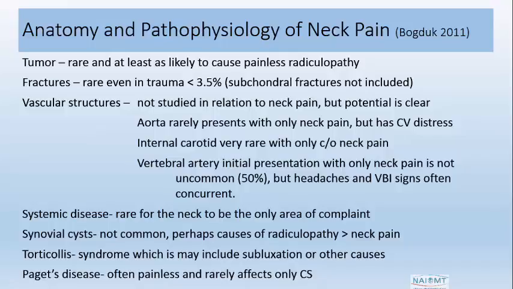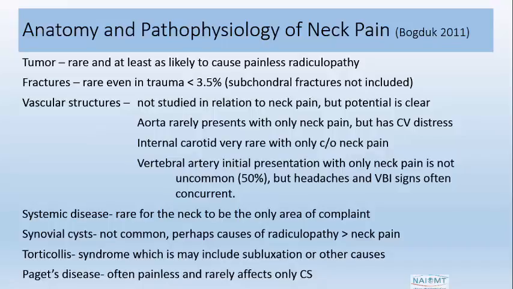The aorta, when it tears, rarely presents with only neck pain and has concurrent cardiovascular distress. The internal carotids, also rare with only neck pain. The vertebral artery, 50% of the time, initially presents with neck pain, usually progresses into headaches, and there are often concurrent VBI findings. Systemic disease, such as rheumatoid arthritis or other inflammatory diseases, are rare to present only in the neck, but are known to cause pain in the neck.